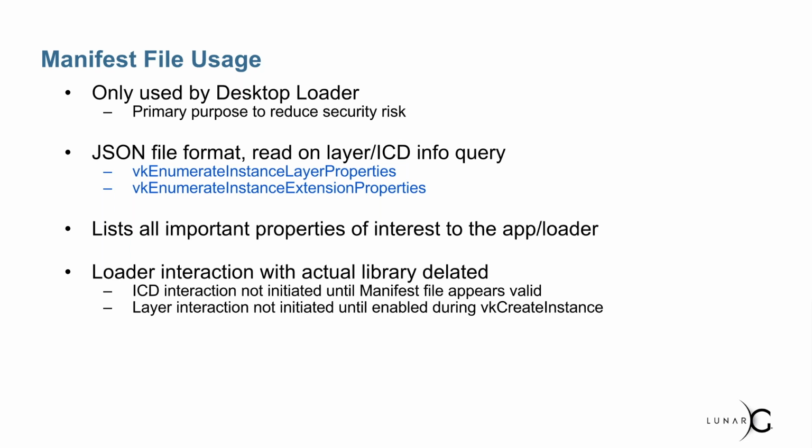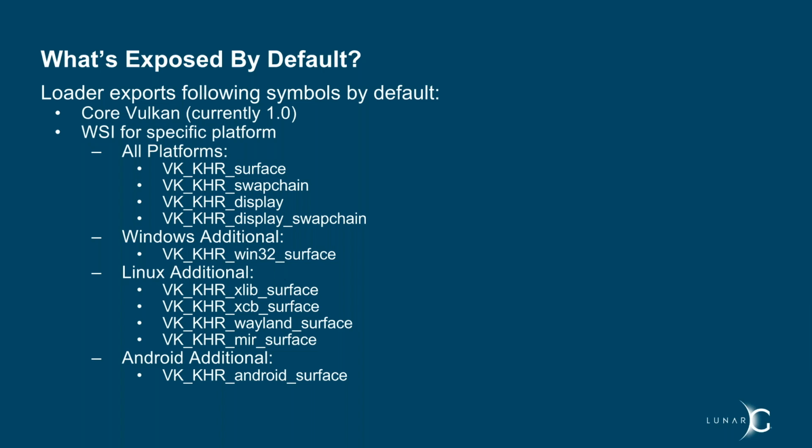So the loader will go out, read these JSON files, and only load the final contents if the JSON file appears valid. In the case of layers, we still don't even load the layer until an application says, hey, I really want to load that layer during vkCreateInstance. Android, on the other hand, because its layers and ICDs are completely controlled when they spin the operating system image for a phone, has no use for manifest files. So you don't need to worry about this. But we'll still cover the ICD and layer manifest files in more detail in a little bit.